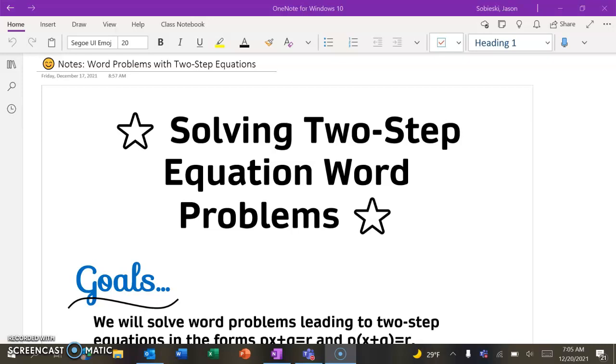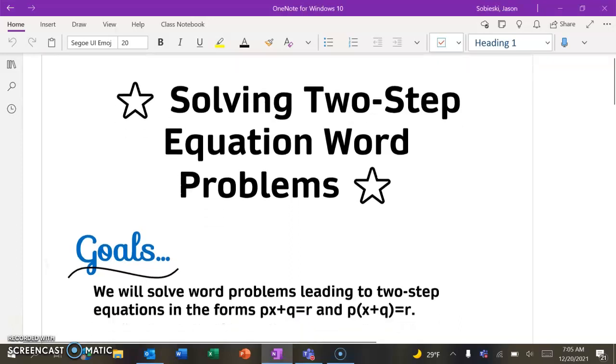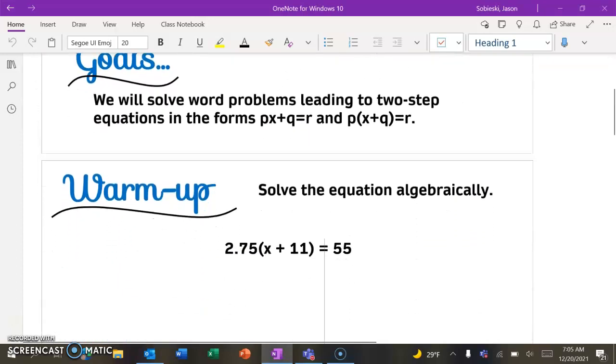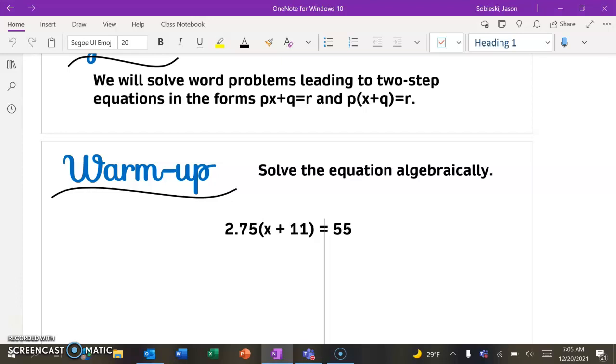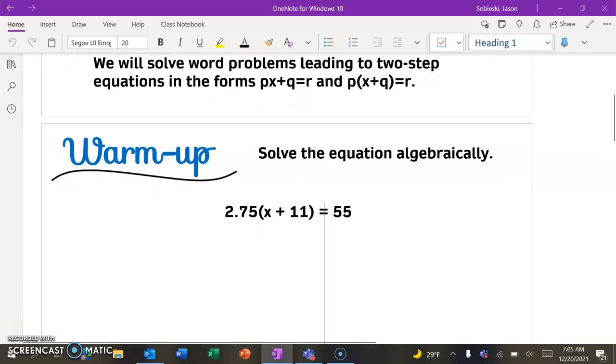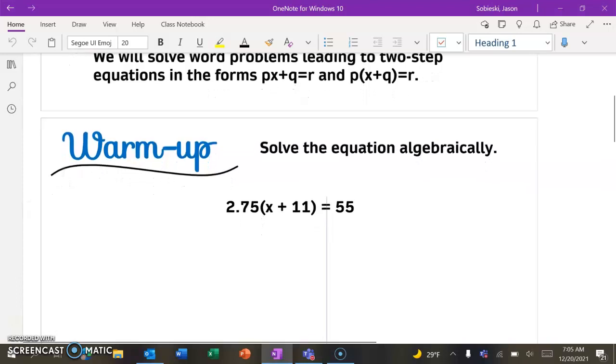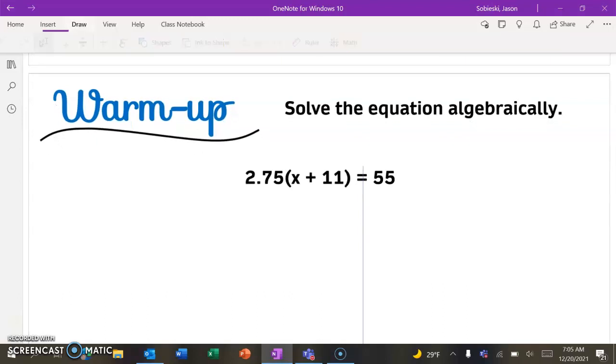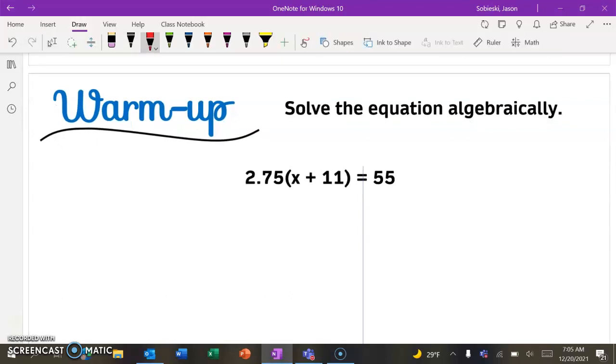Alright, so everybody, in this video we're going to take a look at some two-step equation word problems. So really we're just going to have to read a word problem, a situation, and write a two-step equation for it. And then of course we would solve. So our warm-up is just a little review of algebraically solving a two-step equation.